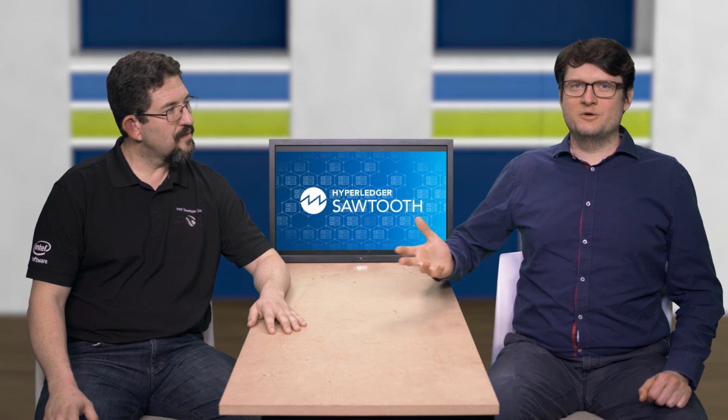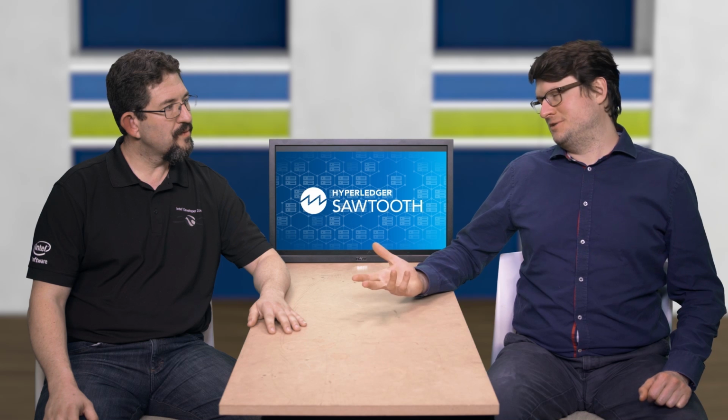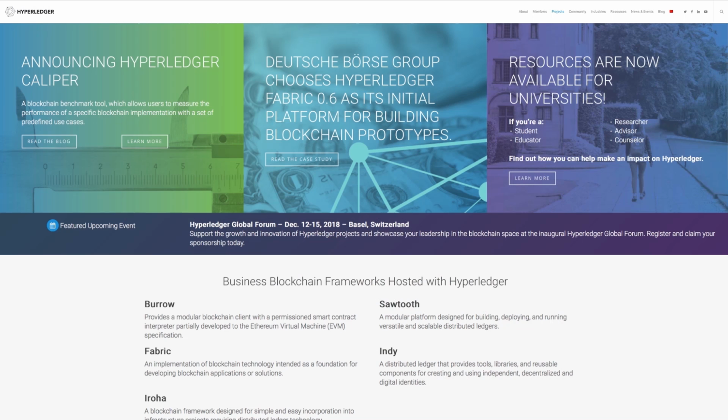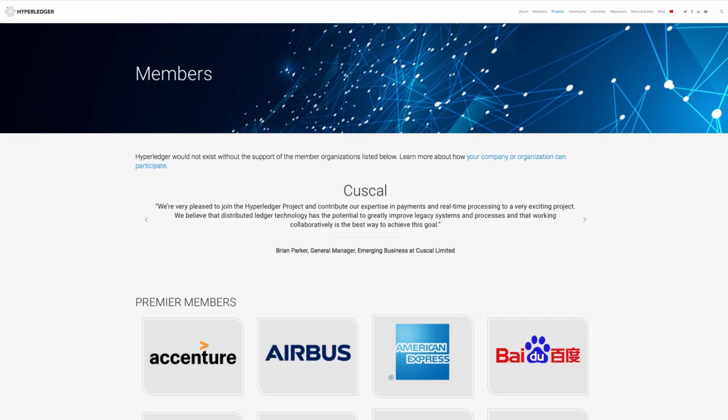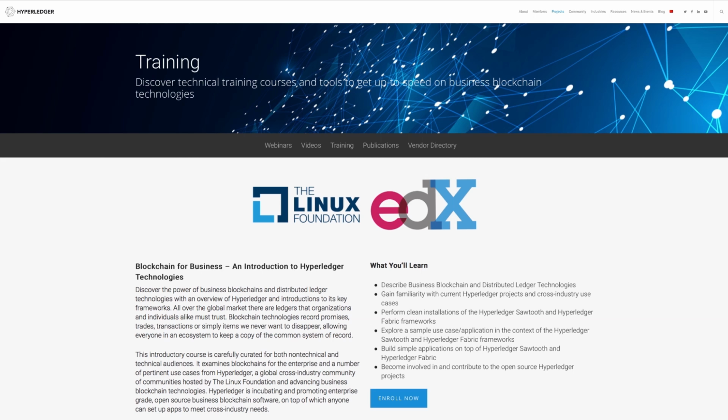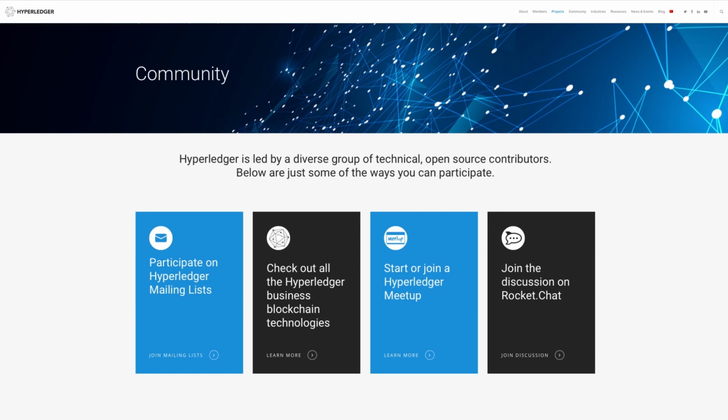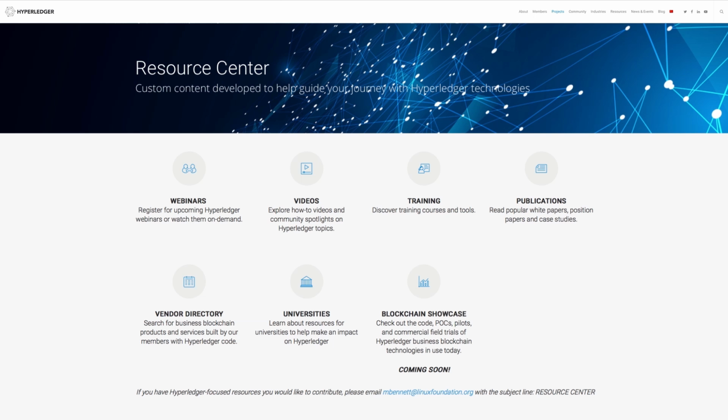So where can people go to learn more about Hyperledger Sawtooth? Well, you can visit the Hyperledger project page, see all the member organizations that are there. They have an extensive amount of documentation, both for people that are trying to deploy a blockchain as well as application developers. You can also see their forum and resources. They have a number of videos, webinars, white papers, etc.